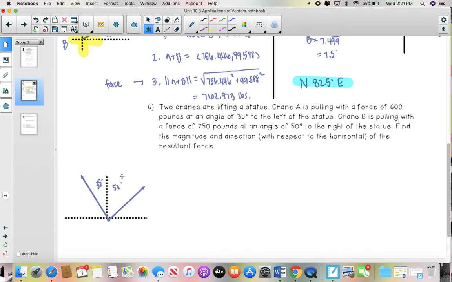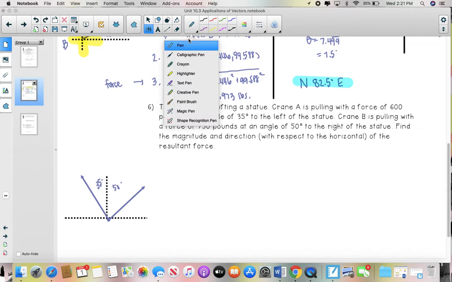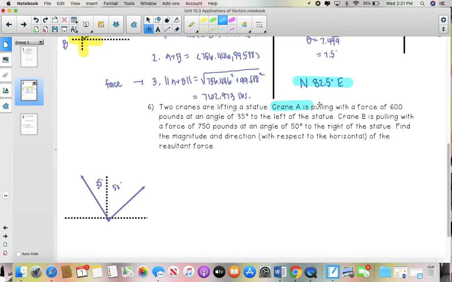Okay, so the first thing we have to do, like we did on the last one, is figure out the vectors. I'm going to highlight some information so you can see more clearly how I'm pulling the information out. Crane A, resultant force of 600 pounds at an angle of 35 degrees to the left of the statue, and crane B is pulling with a force of 750 pounds with an angle of 50 degrees to the right of the statue. Find the magnitude and direction with respect to the horizontal. And we'll talk about that when we get there.